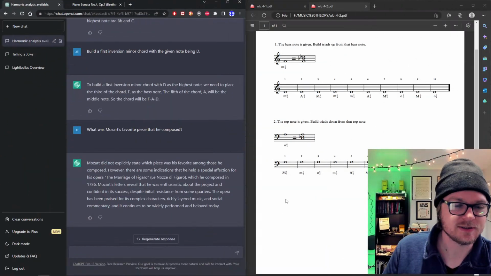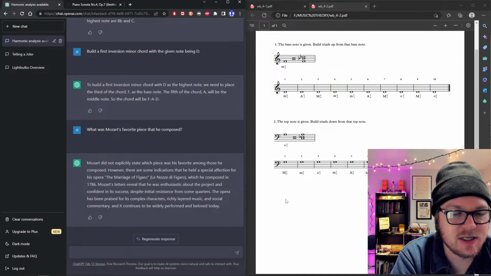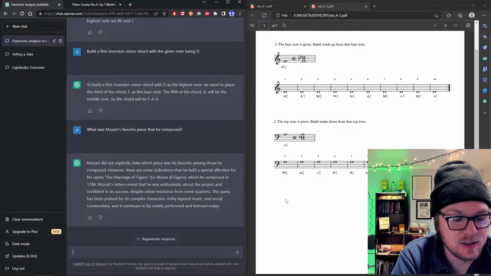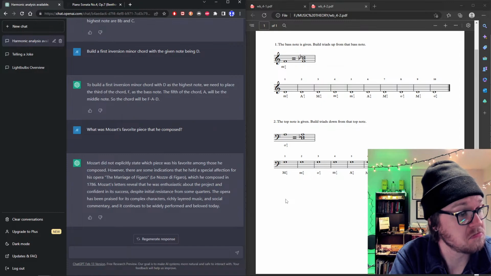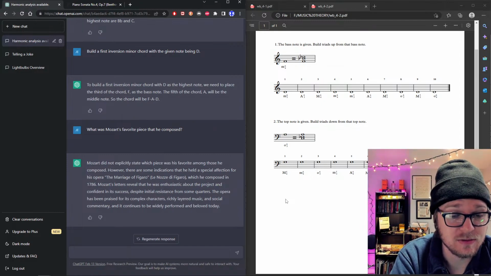All right. Mozart did not specifically state which piece was his favorite among those he composed. However, there are some indications that he held a special affection for his opera, The Marriage of Figaro, which he composed in 1786. I think that's right. That sounds right. Mozart's letters reveal that he was enthusiastic about the project and confident in success despite initial resistance from some quarters. The opera has been praised for its complex characters, richly layered music, and social commentary, and it continues to be widely performed and beloved today. You know, that's a pretty cohesive summarization of it.